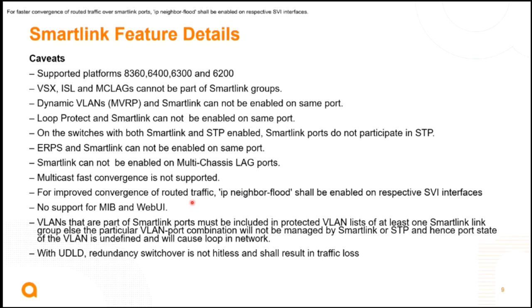This is quite an important one as well. For improved convergence, if you're using Smartlink and you've got layer 3 uplinks, which you typically will have, we recommend enabling the IP neighbor flood command for when the MACs get flushed, so IPs get learned quicker and the ARP process is quicker as well. There's no MIB and web UI support, and I'll leave you to read that, but basically this means if you've configured a VLAN, it has to be part of Smartlink, or it has to be part of spanning tree if you've enabled that. And UDLD is not going to make anything faster with Smartlink. You're still going to experience some sort of hit.